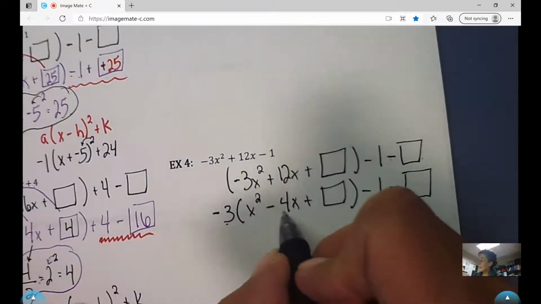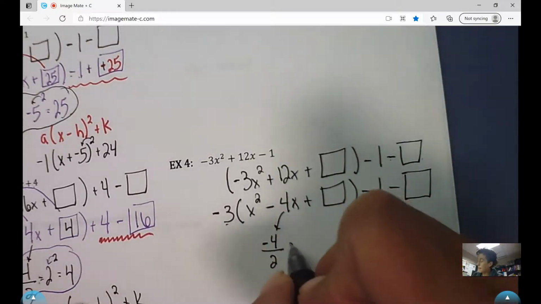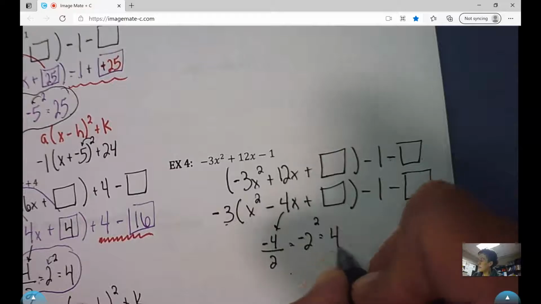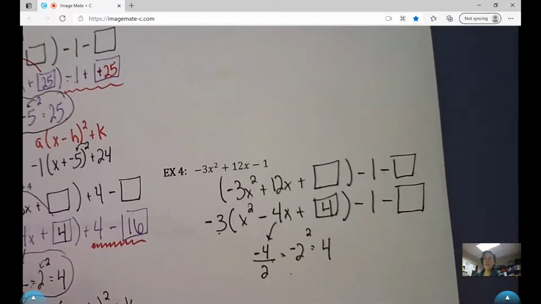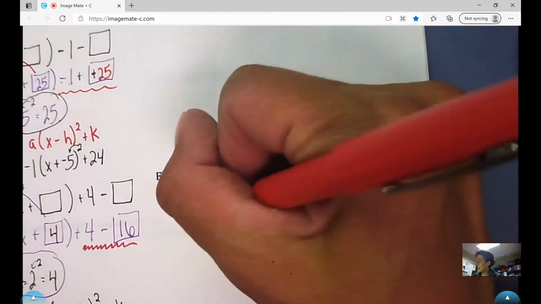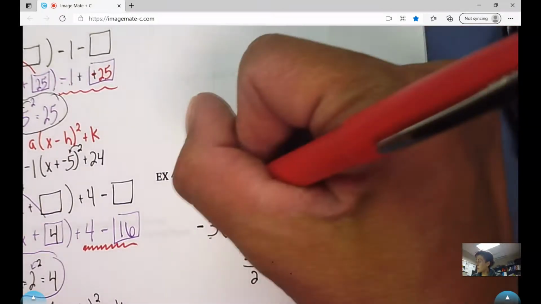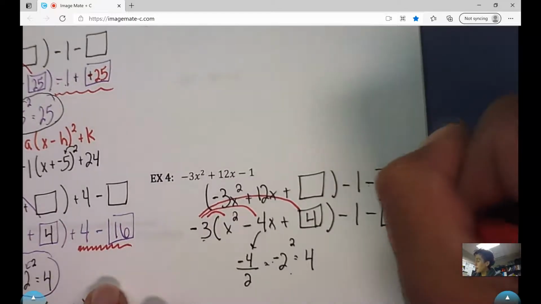And now I'm going to take this number, which I need for you to see as -4. I'm going to always cut it in half. That's -2. And then I'm going to always square that number. So -2 times -2 is a +4. So 4 is going to go here. And then you ask, did I really give you 4? And I didn't. That's -3x squared. That's really -12x. So when I wrote 4, it was actually -12. So I'm going to put -12 here.